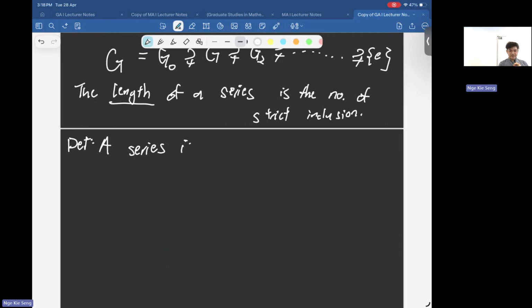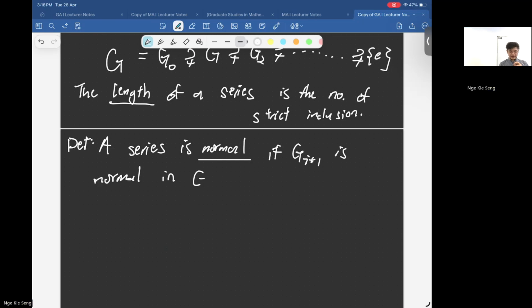A series is normal if G_{i+1} is normal in G_i. Note that this is just normal in G_i, not in G. So there's a subtlety here. You just need to be normal in the previous one. That's it. Maybe you can try and see if you can find a subgroup that's normal in G_i but not in G.